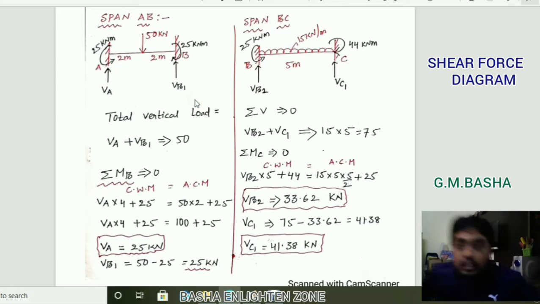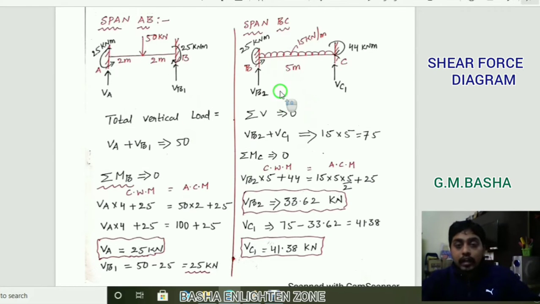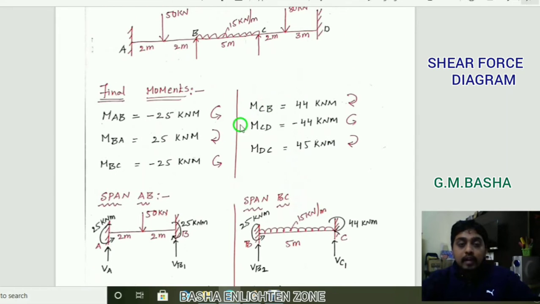Then go to this span C, span BC. Similarly, you can take down what are the applied moments for span BC. So MBC and MCB. MBC equal to minus 25 kilonewton meter, which is acting in the anti-clockwise direction. I am applying it here. Similarly, MCB is in the clockwise direction. So as it is, I am taking the span with 15 kilonewton per meter over a 5 meter span.